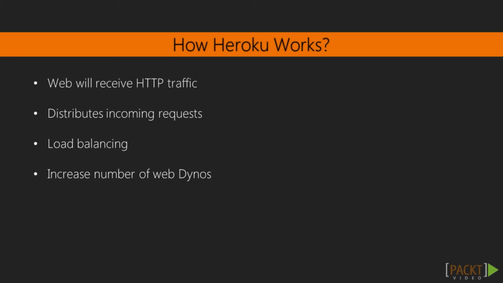If the dyno is running a process named web, it will receive HTTP traffic. The HTTP routers of Heroku distribute incoming requests across running web dynos. A random selection algorithm is used for load balancing requests. To be able to handle more traffic, all that is needed is to increase the number of web dynos.